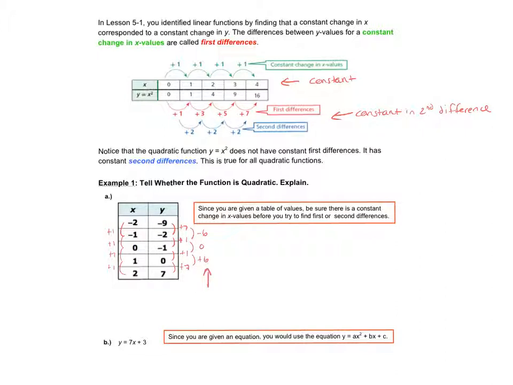If this second column, the second time we did it, were all constant, then it would be quadratic. But because it's not, this is not quadratic, because the second difference of the y values is not constant.